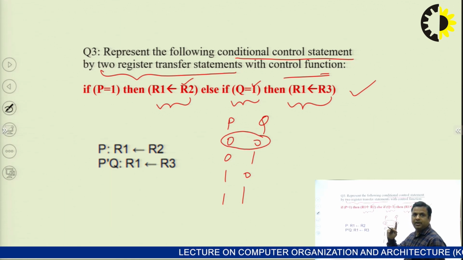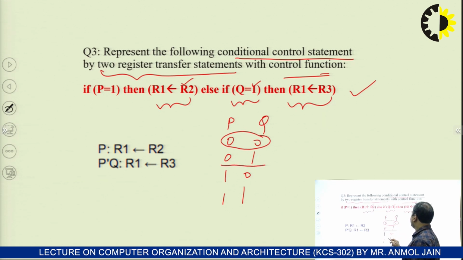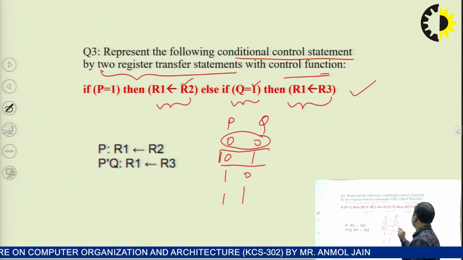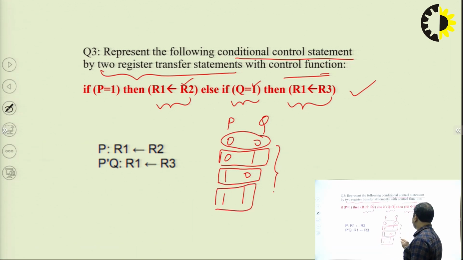One of them should be 1 at a time. So if 0, 1, 1, 0 and 1, 1. So these three statements here: Q equals 1. If Q equals 1, then R3 to R1, this statement should be executed.